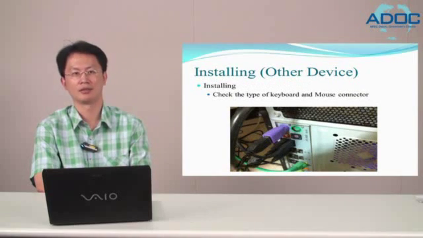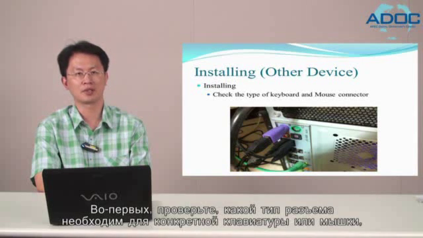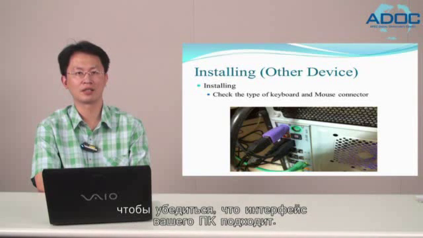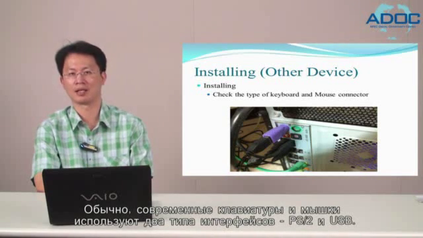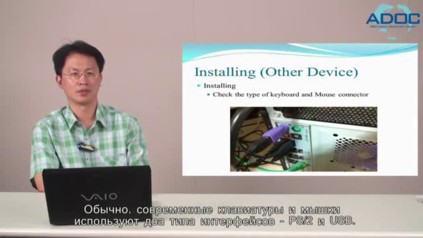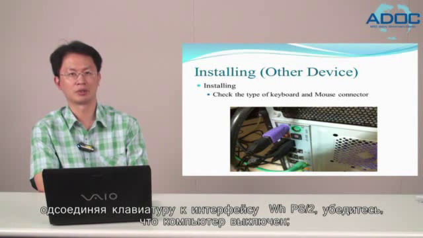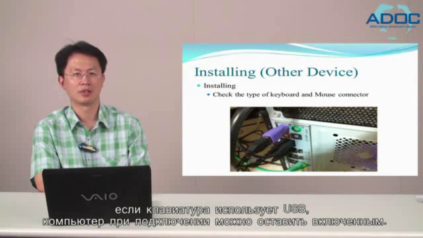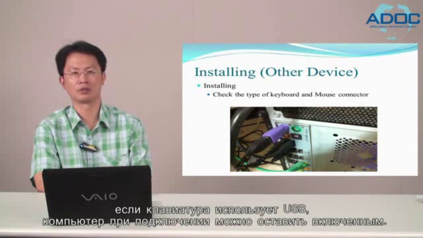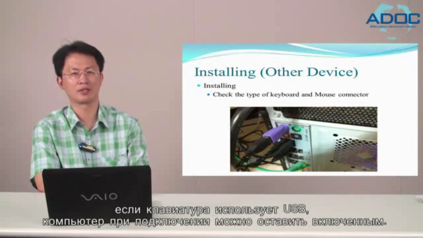Installation is easy. First, you need to check the types of keyboard and mouse connectors to see if there is an interface for you to connect to the PC. Usually, two types of interface are used commonly today, PS2 and USB. When connecting the PS2 keyboard, ensure the computer is off. If the keyboard is a USB keyboard, the computer can be off or on during the installation.